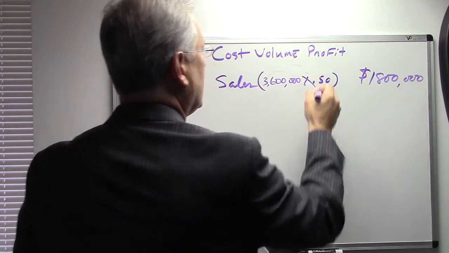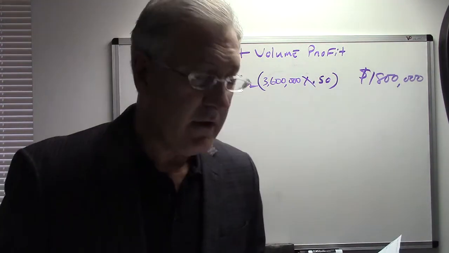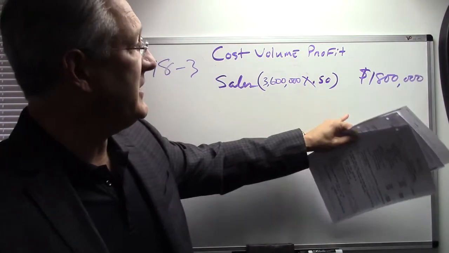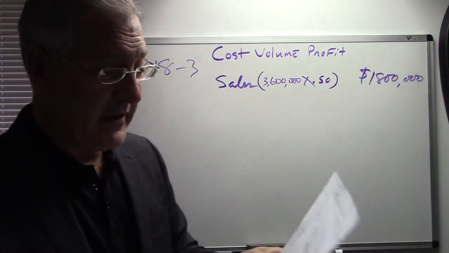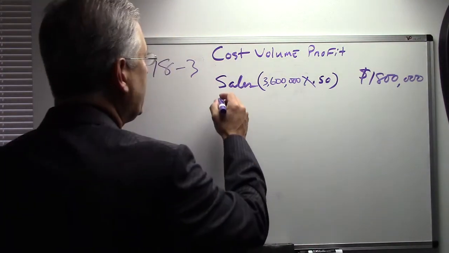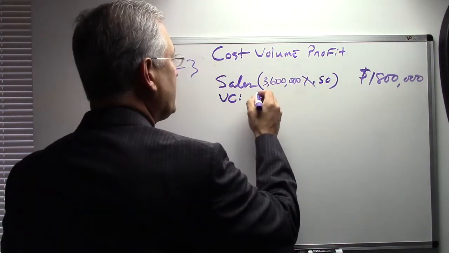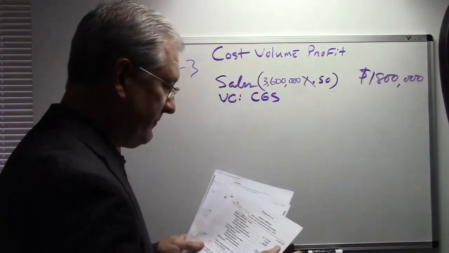3,600,000 bottles of diet soda. At 50 cents each, they have total revenue of $1,800,000. So we want to now subtract the variable cost. And the first one is cost of goods sold.